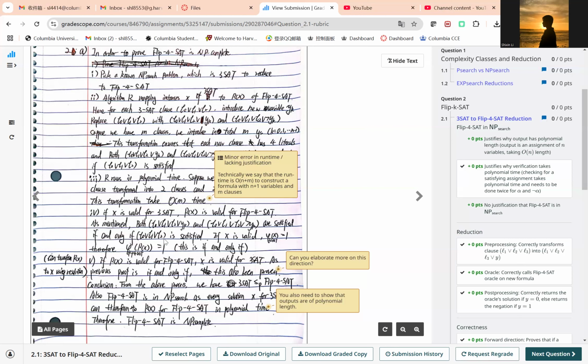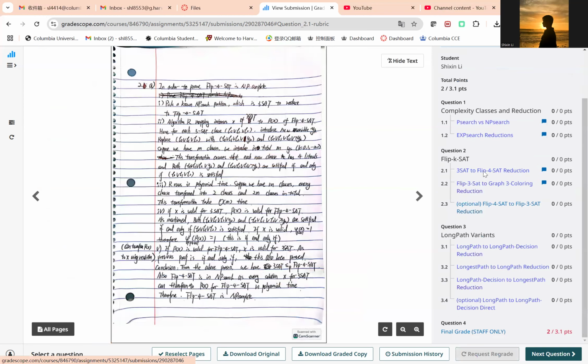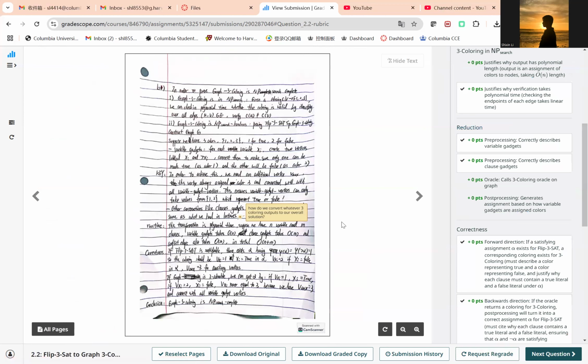so we have M clauses in total, right? So all of these transformations are polynomial. So they are polynomial, that's of course. And let's go to the last problem, which is that graph recoloring is NP-complete.